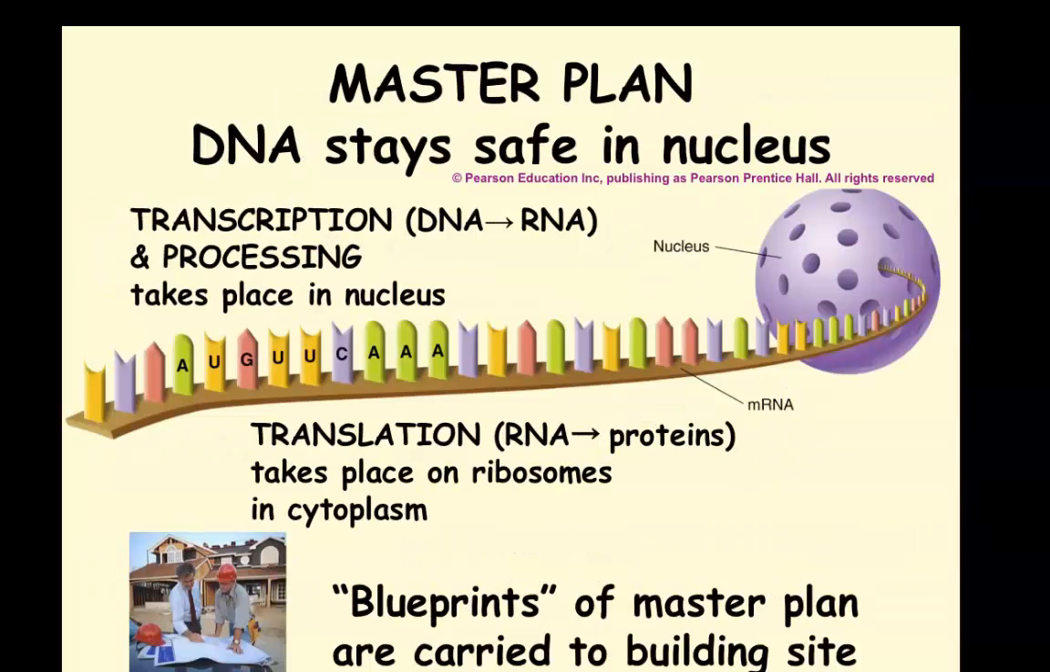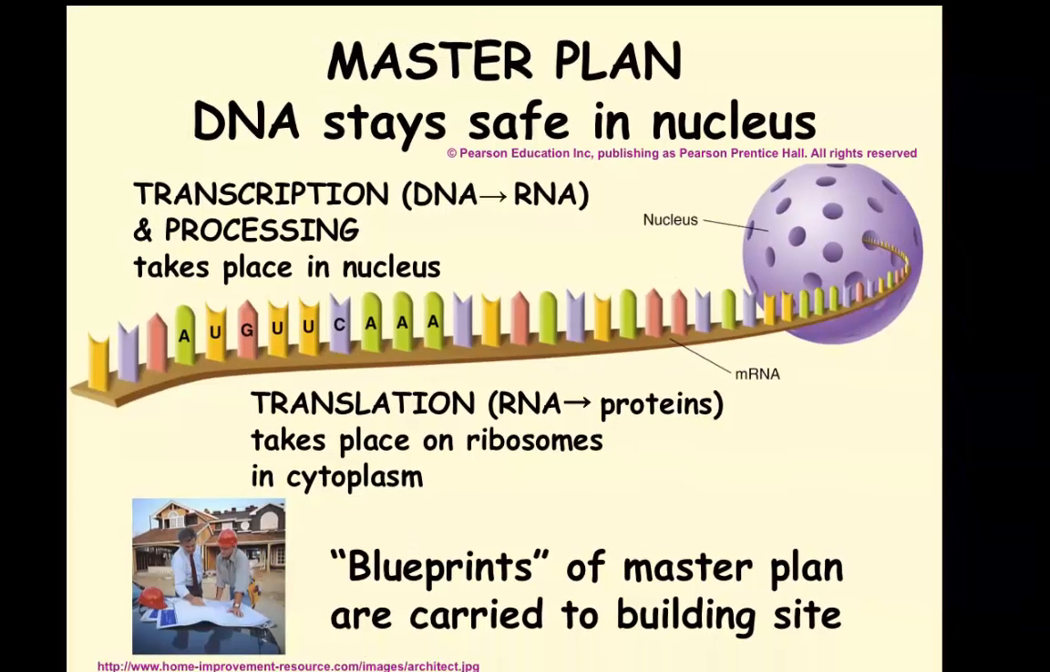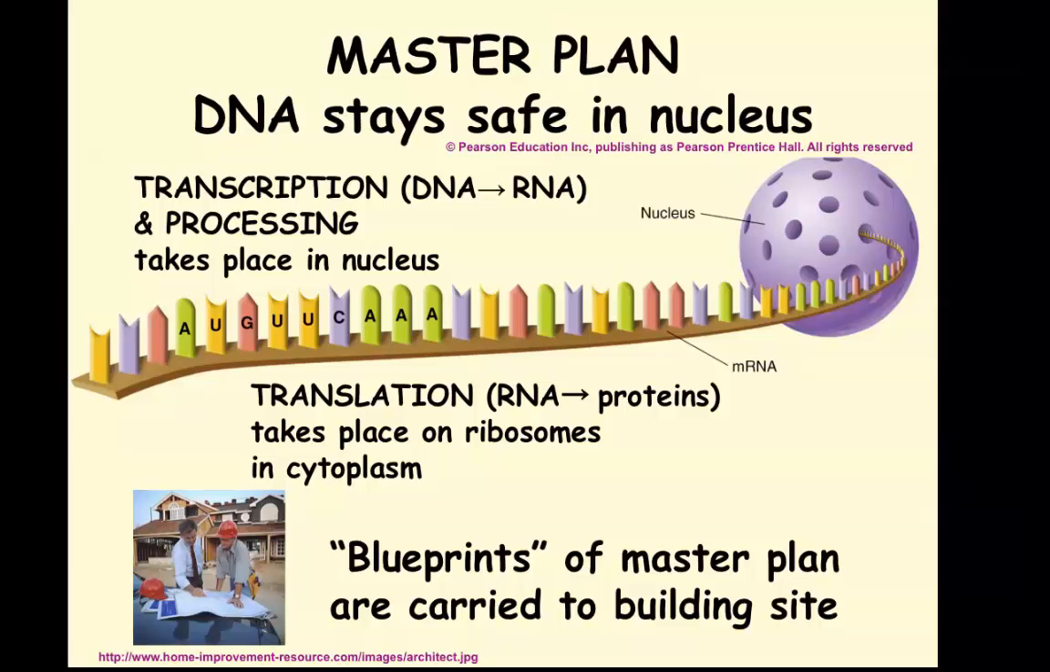So basically, our master plan stays safe in the nucleus. Our DNA stays safe, and we want it to stay safe because that's the only plan your cell has. And so that's why we had to make our copies. So when we think of transcription, we're going from DNA to RNA, and that takes place in the nucleus. And then we go to translation. Translation is where we translate that message. So we go from RNA into proteins, and we go to the proteins because the proteins are basically what does everything within our body. So the DNA basically holds the instructions that tell the proteins what to do.